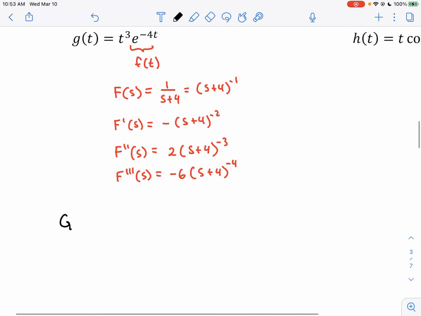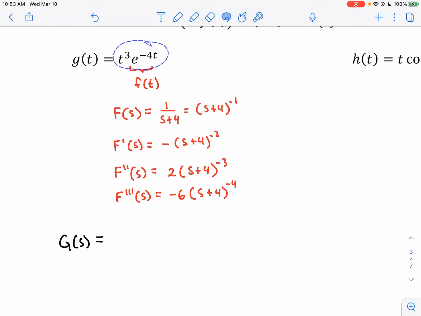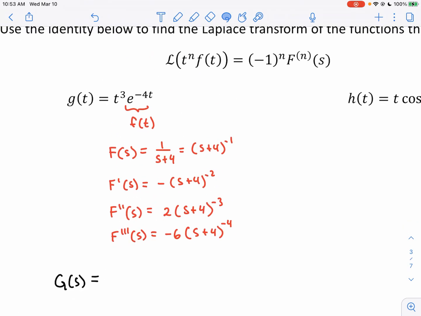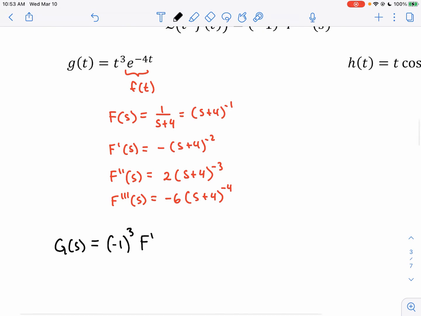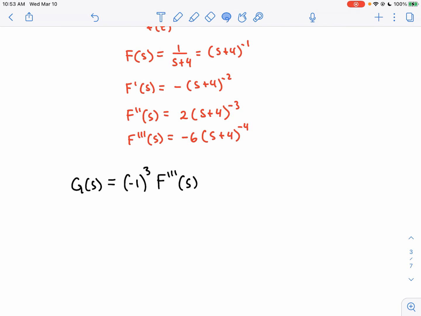Okay, so capital G of s, the Laplace transform of the original problem, which is this t cubed times e to the negative 4t. According to this identity, we need to do negative 1 raised to the n, where n is the power that's on the t. So we're going to do negative 1 raised to the third, and then times the third derivative of the Laplace transform of f, where f is just this part, this factor of our g function.